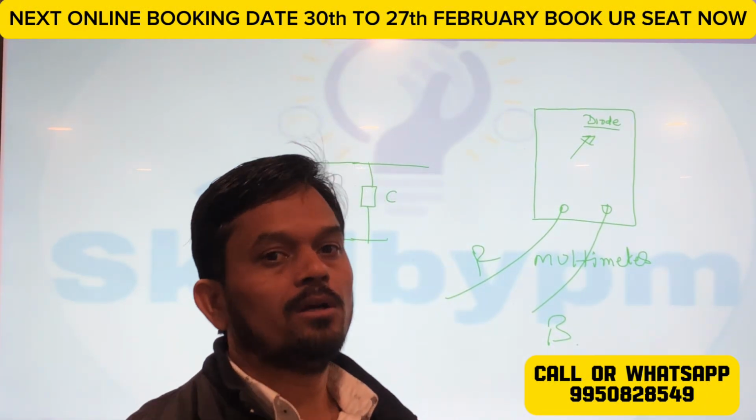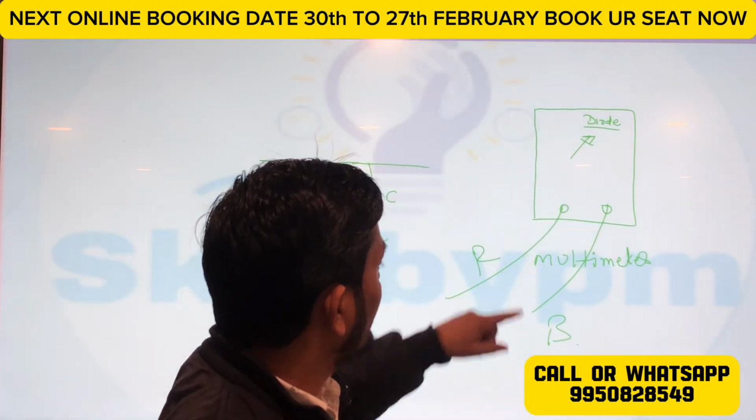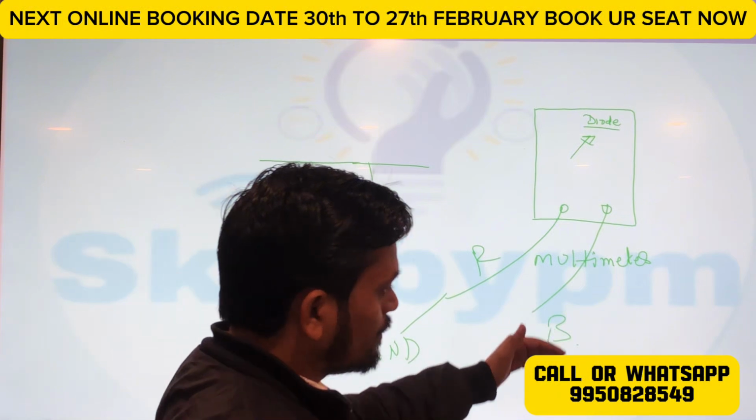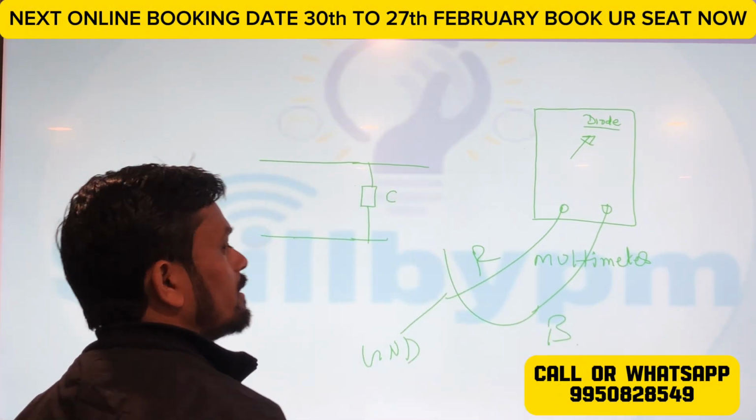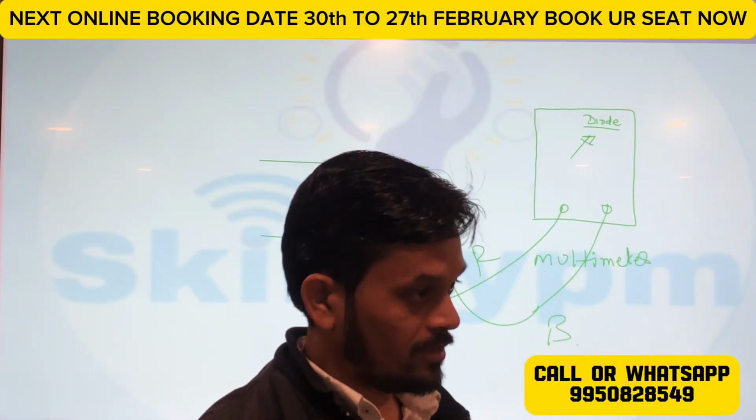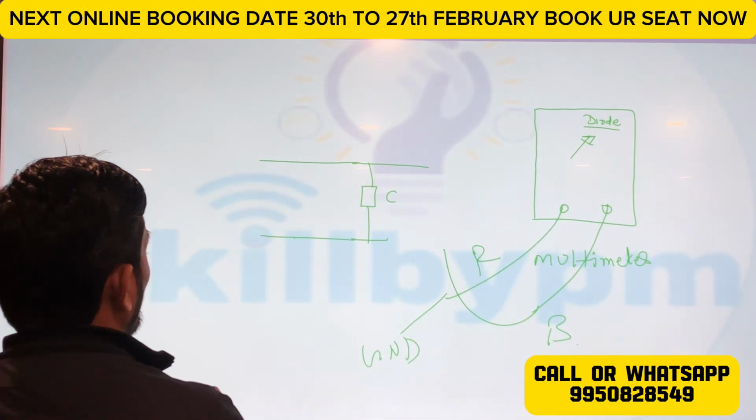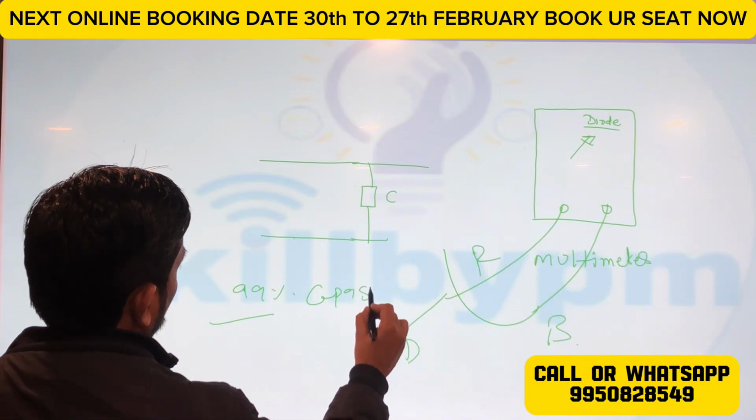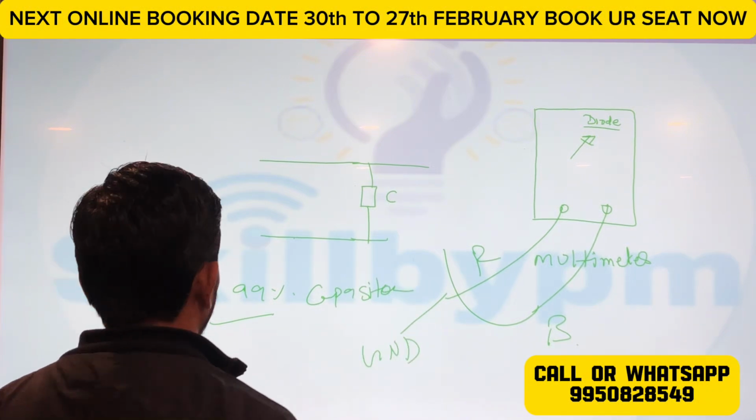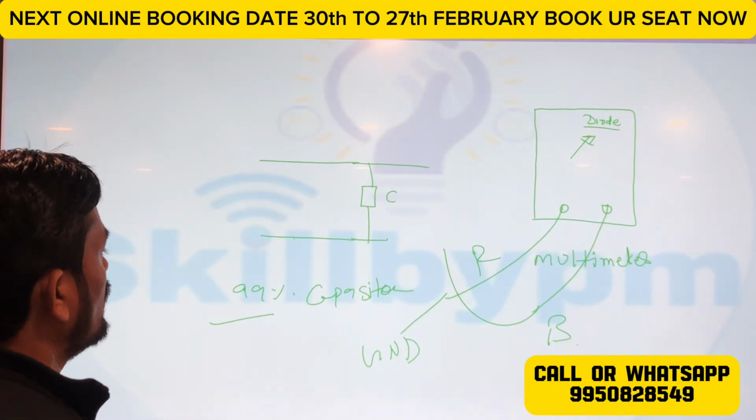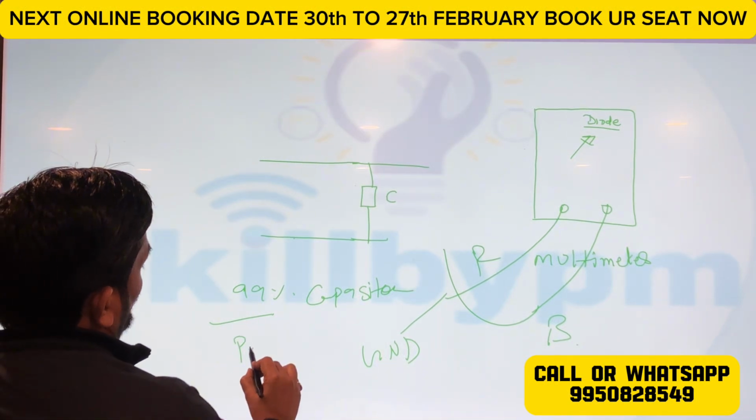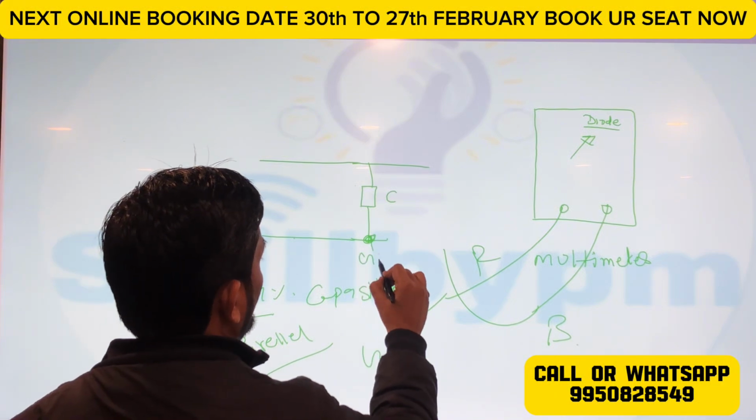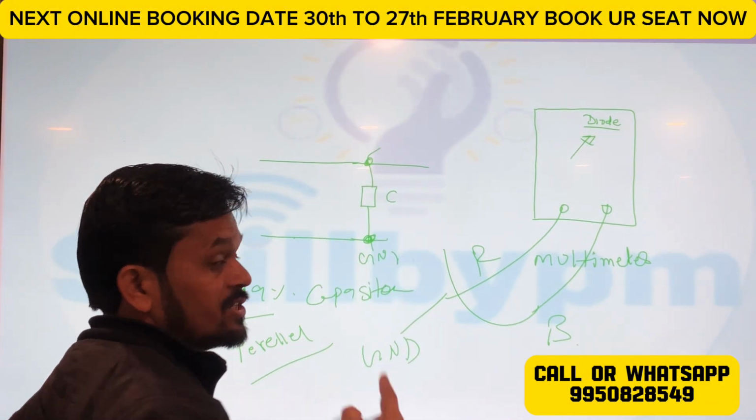In diode mode, we must set the red probe to ground and the black probe to any component which we have to check. So you know that 99% of capacitors are connected in parallel mode. Parallel. It means one side must be GND and the second side must be GR.